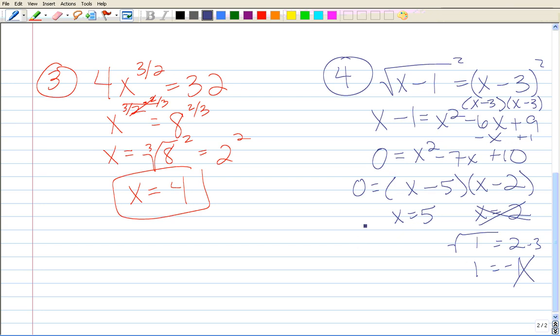However, whenever we look at 5, the square root of 5 minus 1, so the square root of 4 equals 5 minus 3. Square root of 4 is 2. 5 minus 3 is 2. Yay, that one works. That one is our answer.